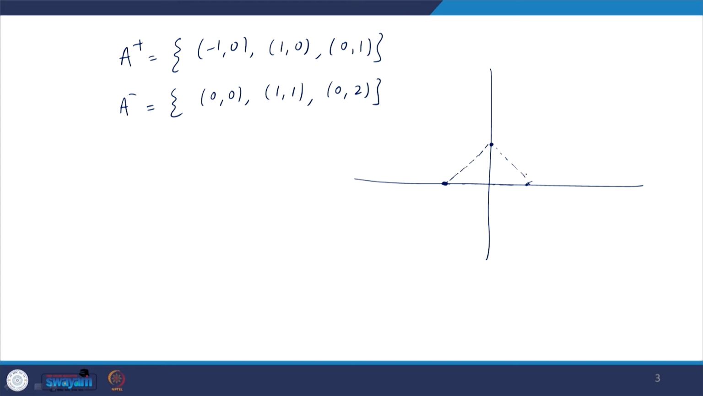Now, let us see what A minus is. A minus is 0 0. I am denoting the points of A minus by cross sign. And 1 1 is something here. Next is 0 2, which is somewhere here. And what is the convex hull of these 3 points now? The convex hull of these 3 points is this triangle.